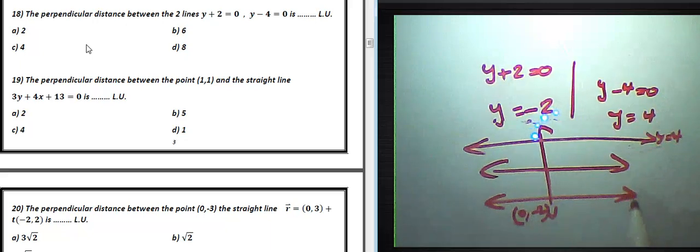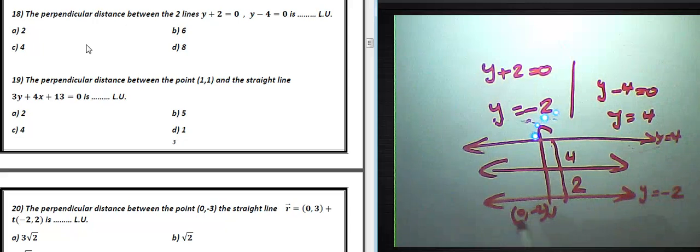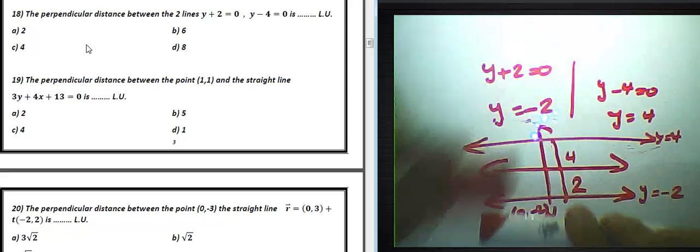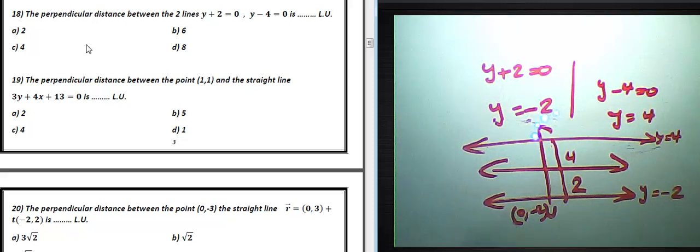The distance between this straight line y equals -2 and y equals 4 is 4 plus 2 equals 6. The result will be 6 length units. Understood this step? Okay, 6.